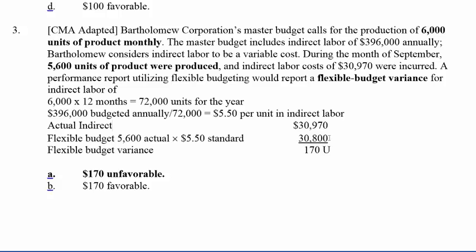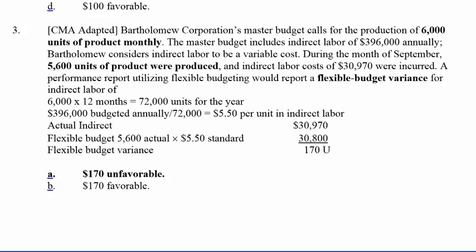$30,800 is cheaper than what we actually spent. What we actually spent is more expensive. Therefore, we have an unfavorable $170 total flexible budget variance.